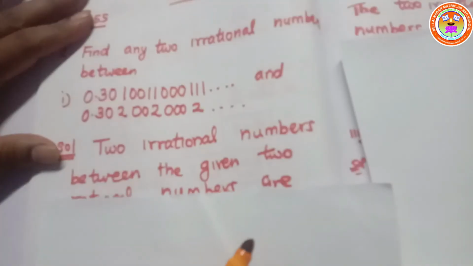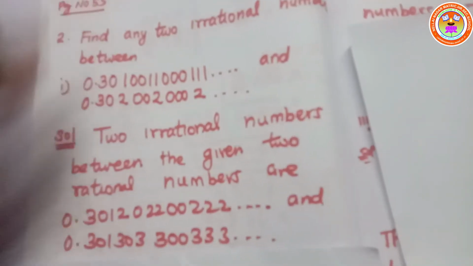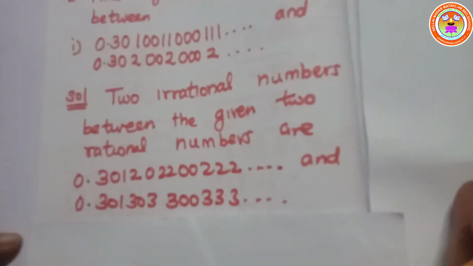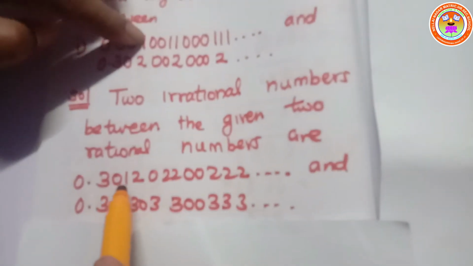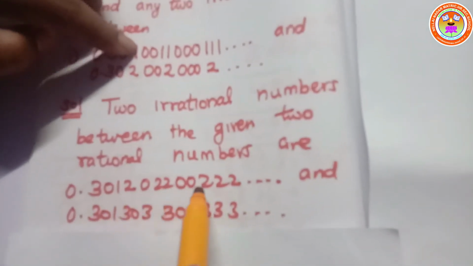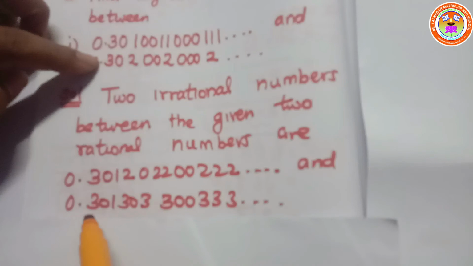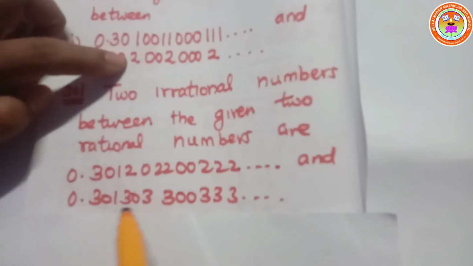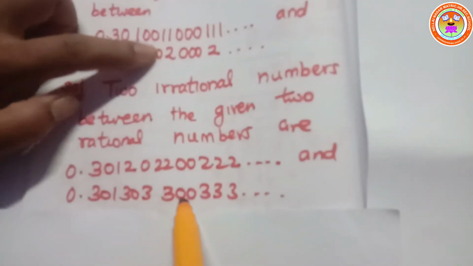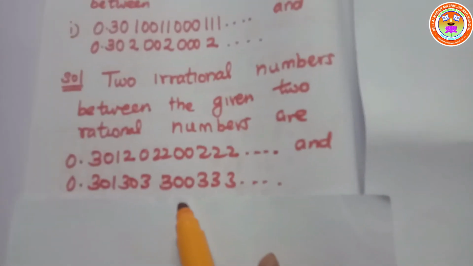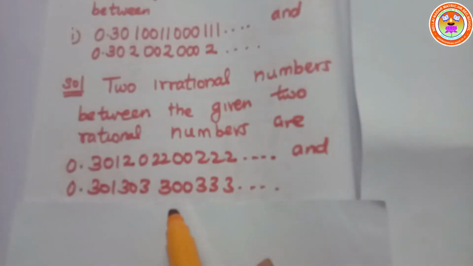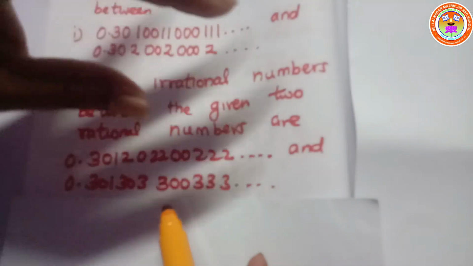So we'll see two rational numbers between the given numbers. So I put 0.301 2022000222. Same way 0.3013003333 and so on. That's all children. There are infinite numbers in between. Okay children, now we can go to the third sum.